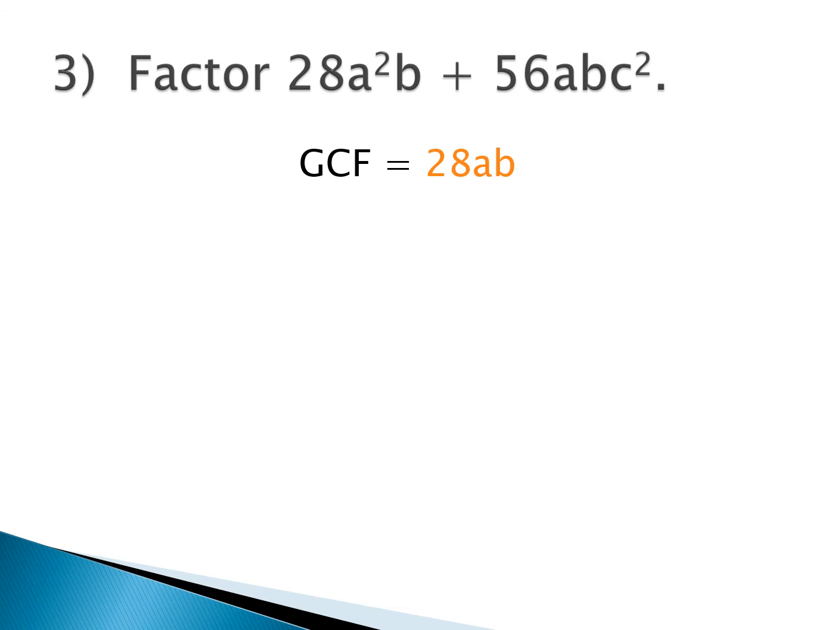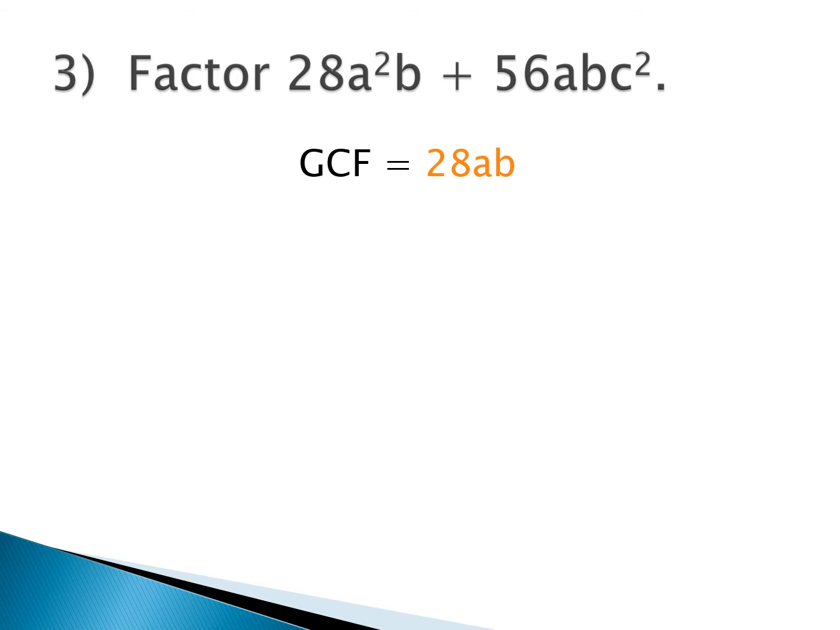So our GCF here is 28AB. For the 28 part, hopefully that wasn't too hard. 28 goes into both 28 and 56. In terms of the coefficients and the GCF, the numerical part there, it's not going to be larger than the smallest number. So it couldn't ever be larger than 28. It's a good strategy to start with whatever that smallest number is and see if that goes into everything, because that's going to be your GCF.